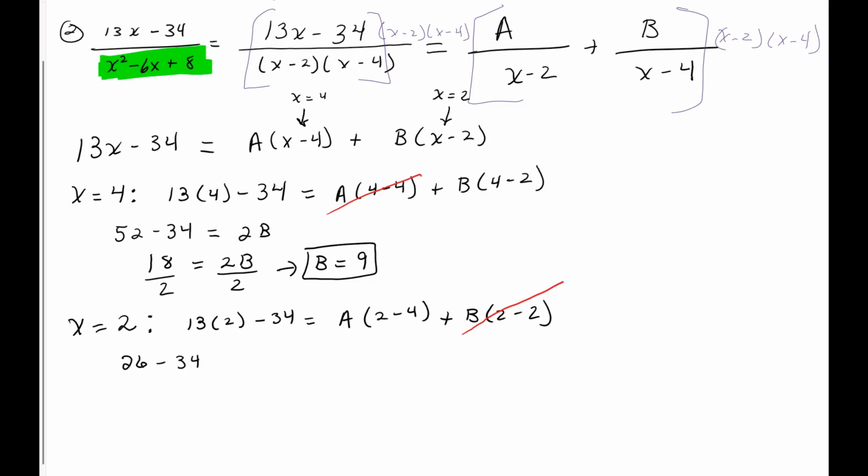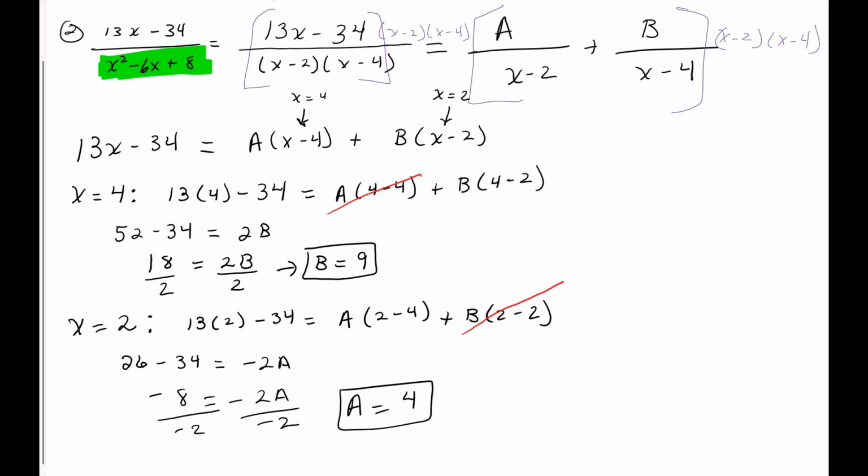All right, so 13 times 2 is 26. 26 minus 34 equals, and 2 minus 4 is negative 2, so equals negative 2a. 26 minus 34 is negative 8. Negative 8 equals negative 2a. And then we divide both sides by negative 2. We're going to get a equals a positive 4.